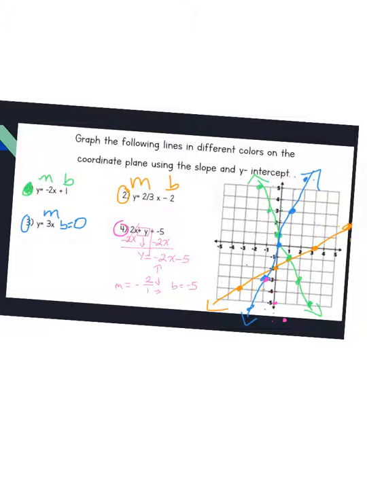And that's okay. Up 2, left 1. Up 2, left 1. Up 2, left 1. Okay, and connect the dots. And there is a almost straight line. Put arrows at that. And those are our notes.